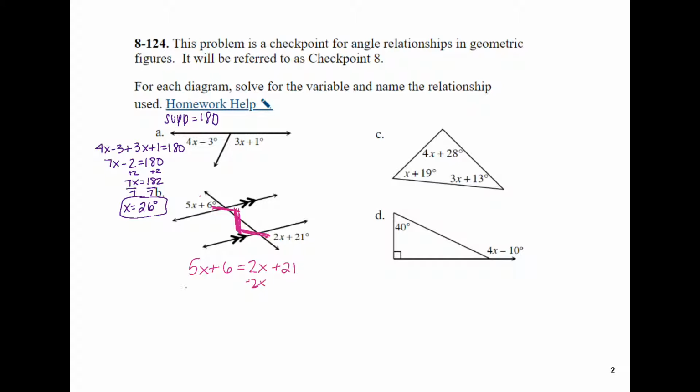I can use my inverse operations. I get 3x is equal to 15. Divide by 3, I get x is equal to 5 degrees.